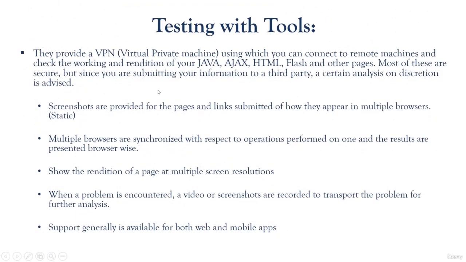Testing with tools: there are virtual private machines with which you can connect to remote machines and check the working and rendering of your Java, Ajax, and Flash pages. Most of these are secure, but since you are submitting your information to a third party, certain analysis of the description is advised. Screenshots are provided for the pages and links submitted, showing how they appear in multiple browsers. Multiple browsers are synchronized with the operation performed on one, and the results are presented browser-wise.